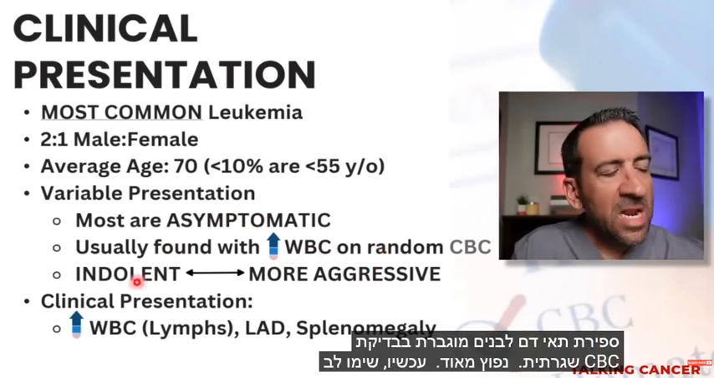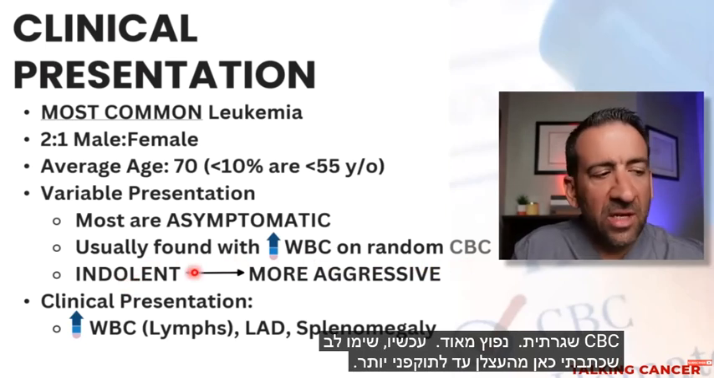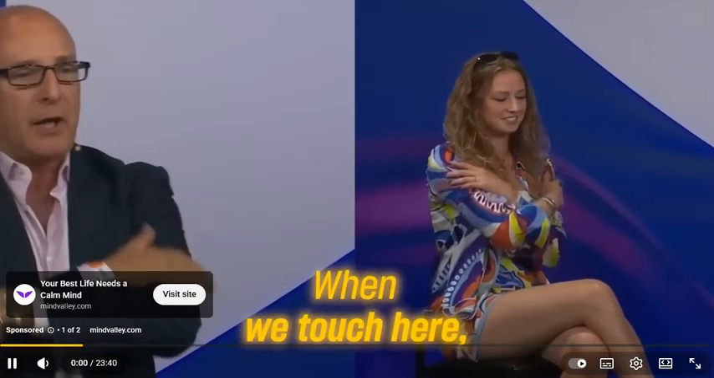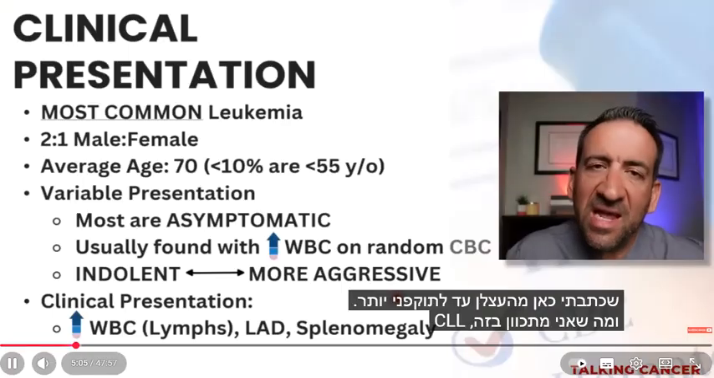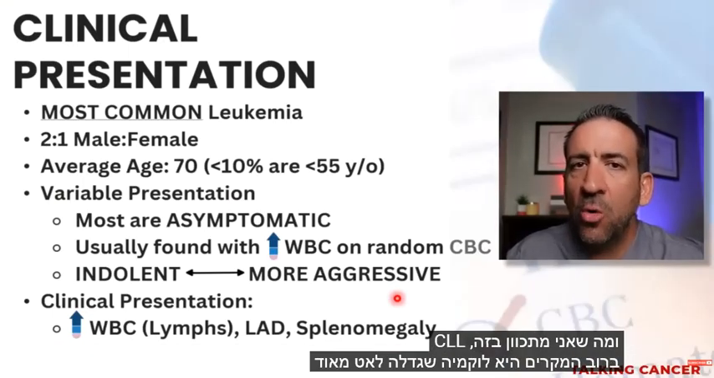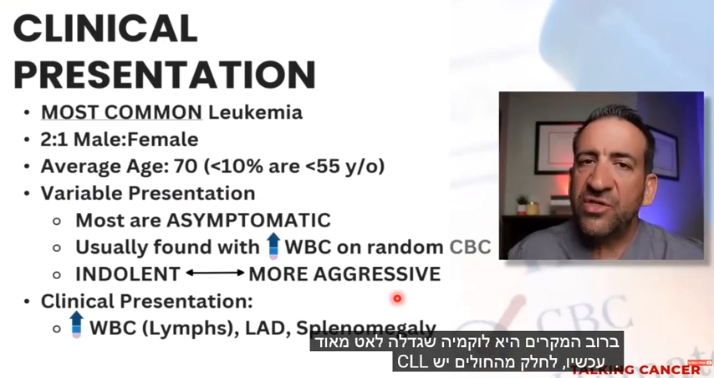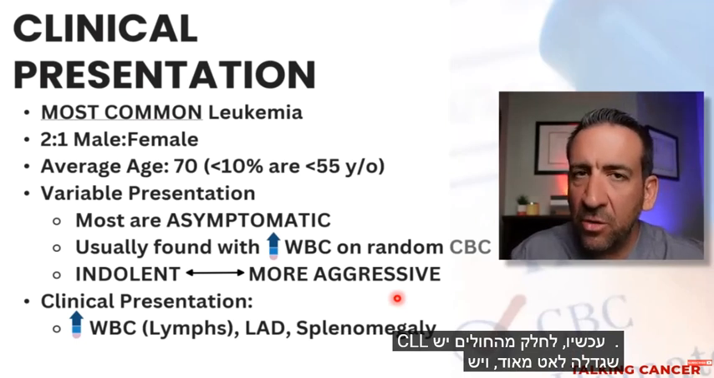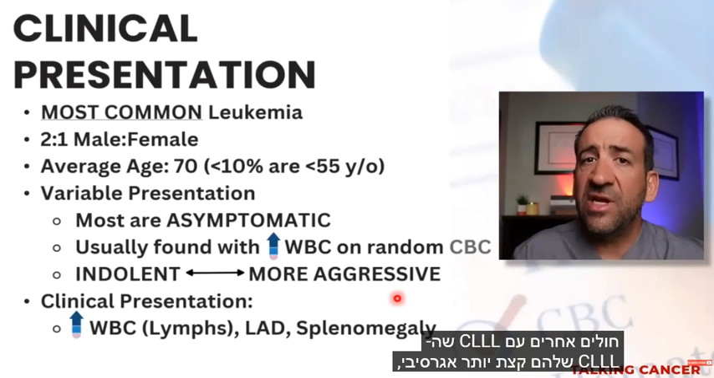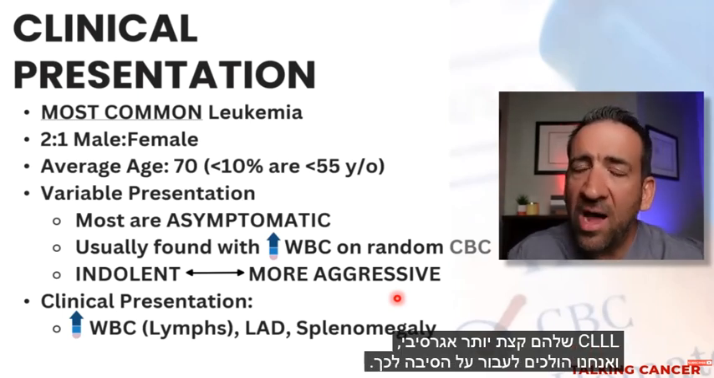Very common. Now notice I put here indolent to more aggressive. And what I mean by this is, CLL, for the most part, is a very slow growing leukemia. Now, some patients have CLL that is extremely slow growing. And then there are other patients with CLL that is a little bit more aggressive. And we are going to go over why this is.